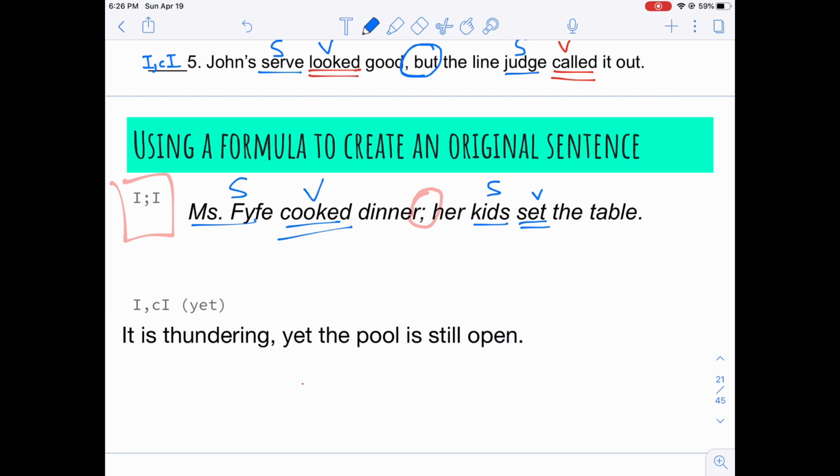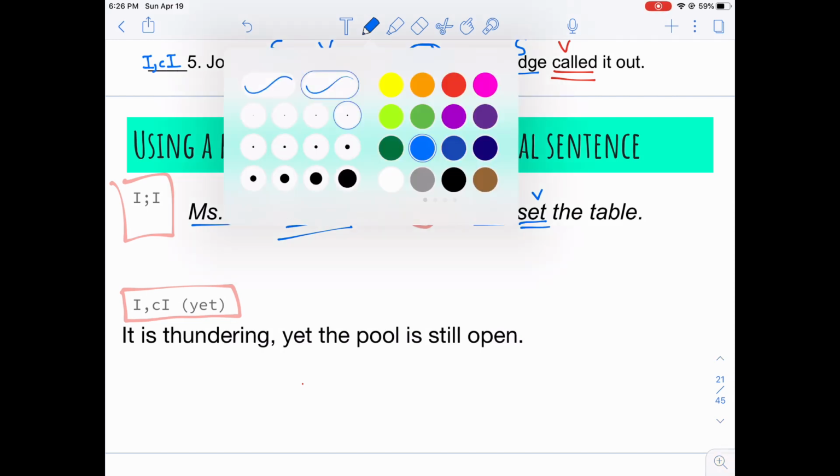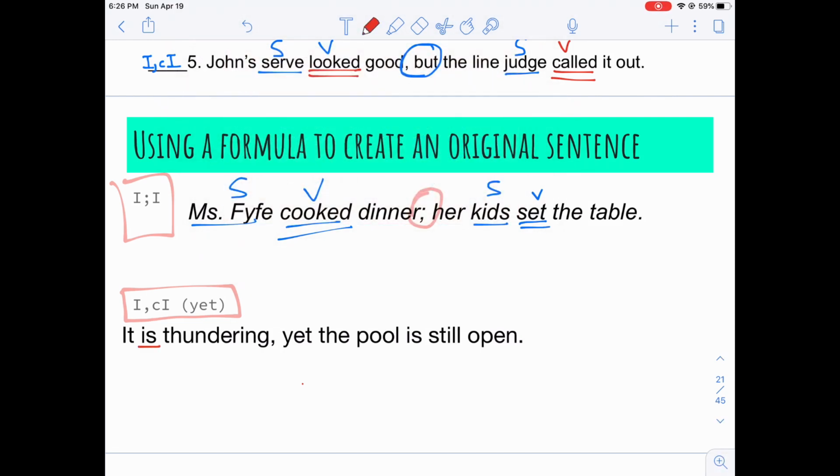How about this one? I, comma, CI, using, gives you the coordinating conjunction yet. It is thundering, comma, yet the pool is still open. Is, who or what is? It. That's a subject verb. Is, who or what is? Pool. That's also a subject verb. And here's my coordinating conjunction.